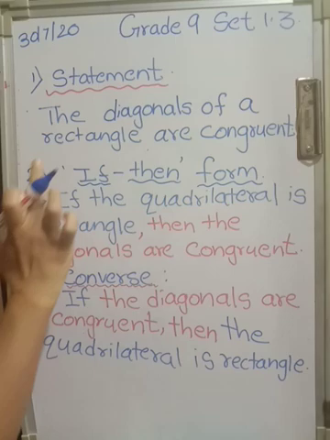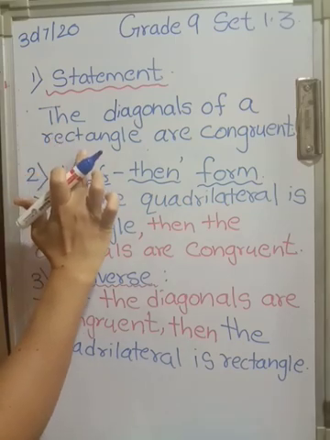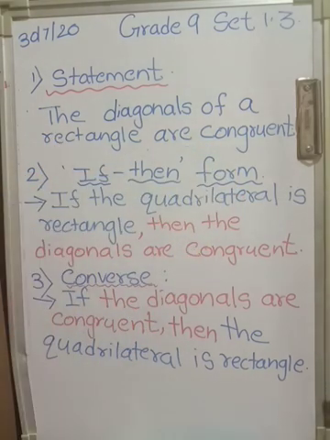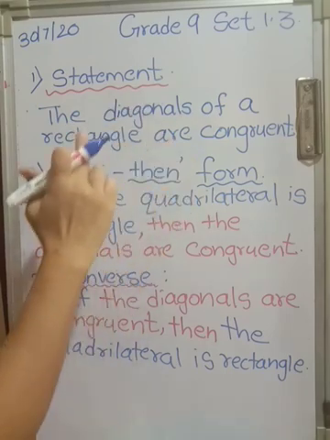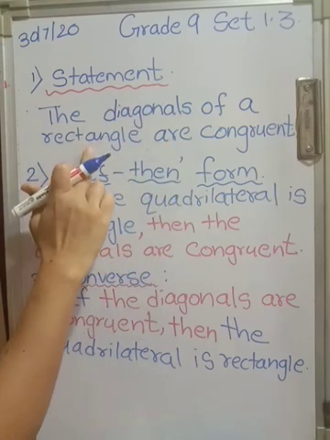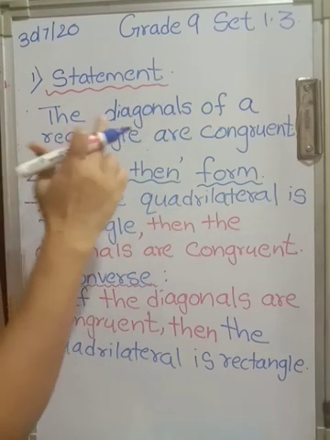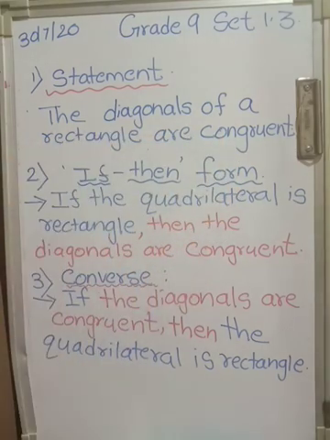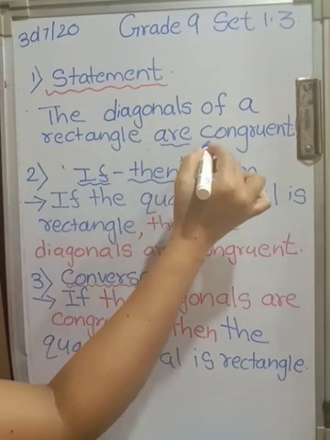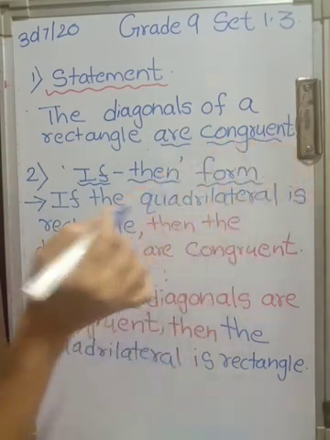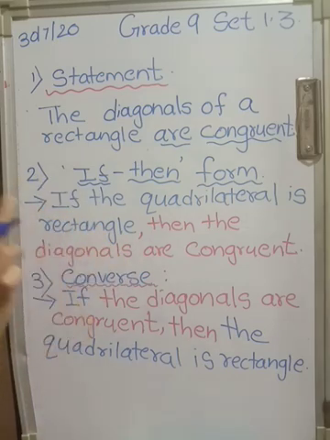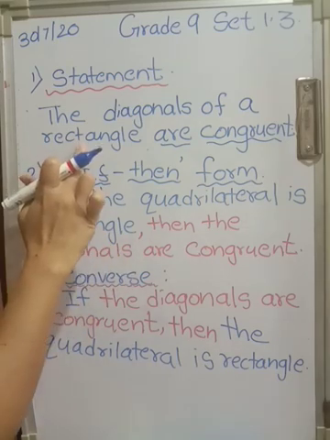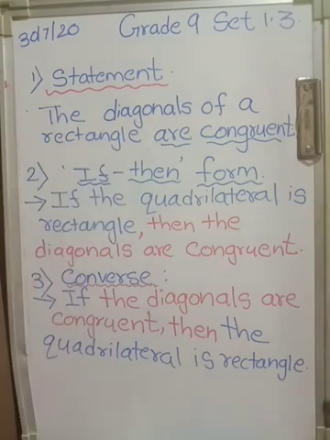For example, the diagonals of a rectangle are congruent. Now this property belongs to rectangle. And what is the property? The diagonals are congruent is the property. So the condition is that if the quadrilateral is rectangle, then the diagonals are congruent.